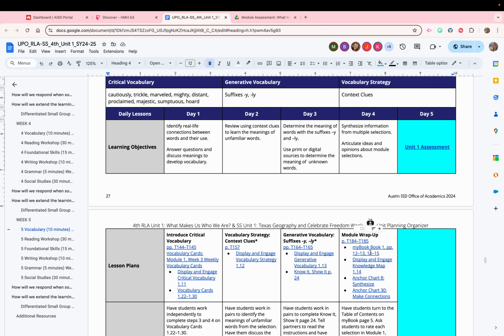The only difference in week 5 is going to be a module wrap up on the last day before the unit assessment. And this really just allows our students some time to synthesize the vocabulary and the passages and texts that they've been reading and come to some consensus. So vocabulary again starts with a launch, ends with a wrap up, and then follows a routine each week where they cover critical vocabulary, generative vocabulary, and a vocabulary strategy.